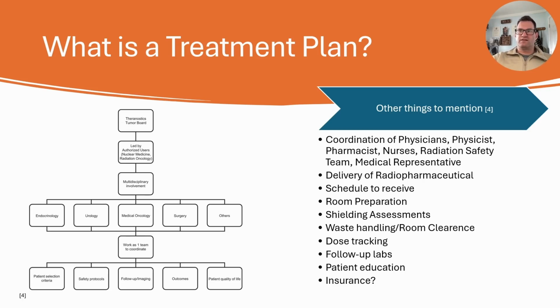Another thing that is not in this list is the coordination of the physicians, the physicists, pharmacists, nurses, radiation safety team, and the medical representatives that have to be there when they use the radionuclides, the delivery, the schedule of radiopharmaceuticals, room prep, waste handling, room clearance that the radiation safety team has to conduct, dose tracking from the oncologists, follow-up labs, patient education, and whether or not they even have insurance. Could be because of the cost might be an issue.